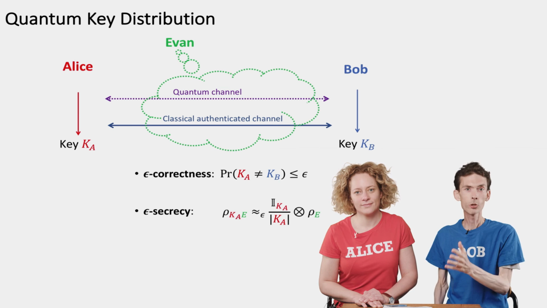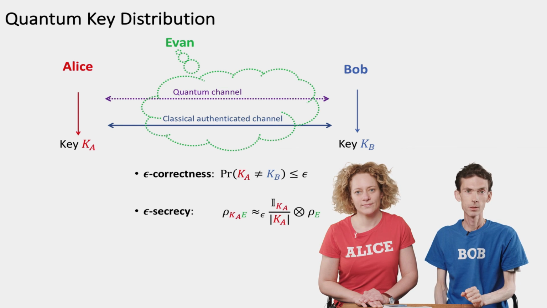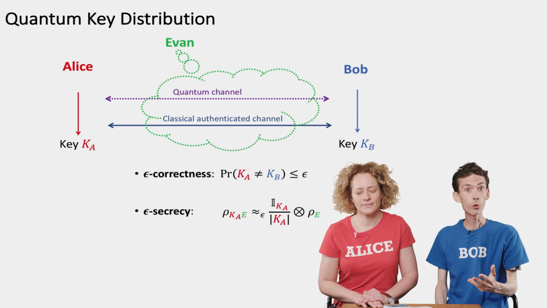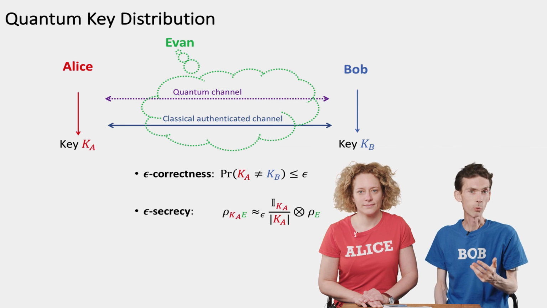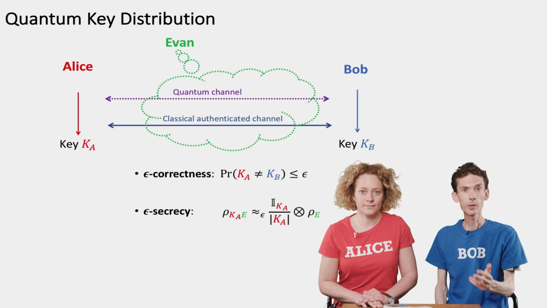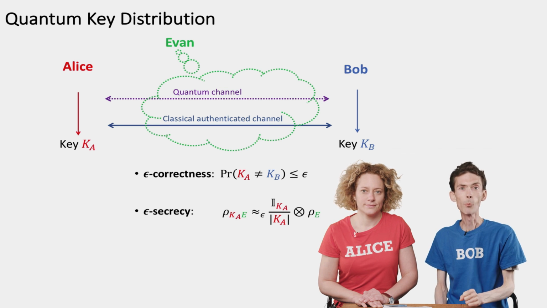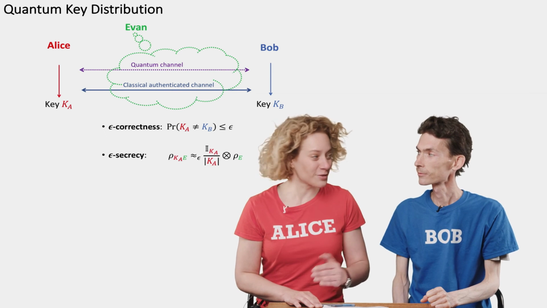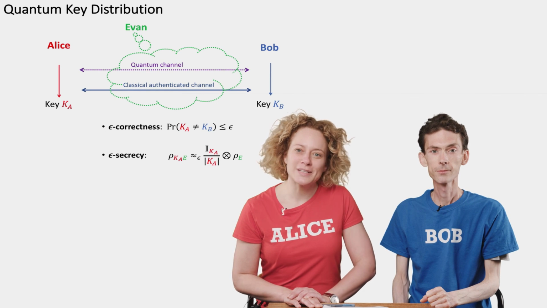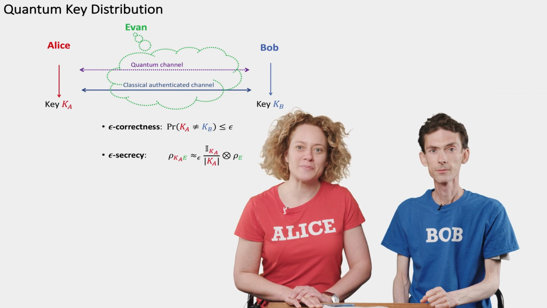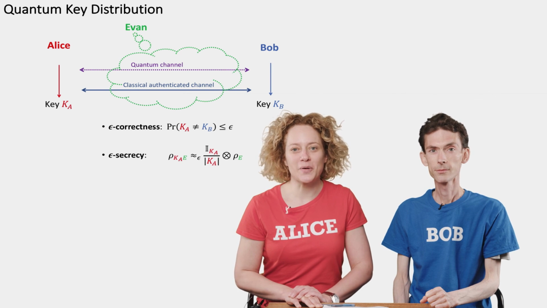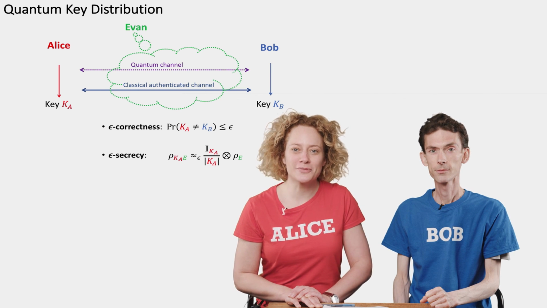Eve should be ignorant about the key K. What this means is that the joint state of the key and of the eavesdropper's system E should be close to a state that is in a tensor product, uniform for the key, and perfectly uncorrelated from the eavesdropper's system E. And of course, at the same time, we would like for all of this to be efficiently implementable so that Alice and Bob can produce key within a reasonable time frame.